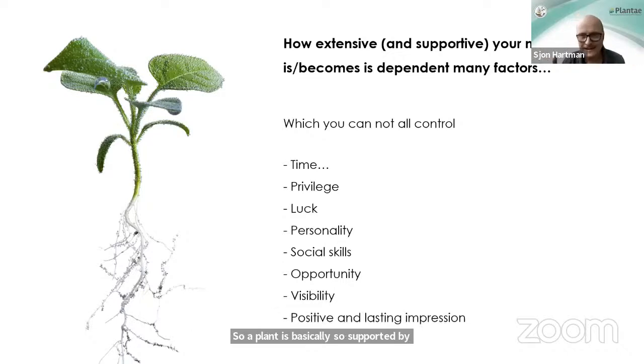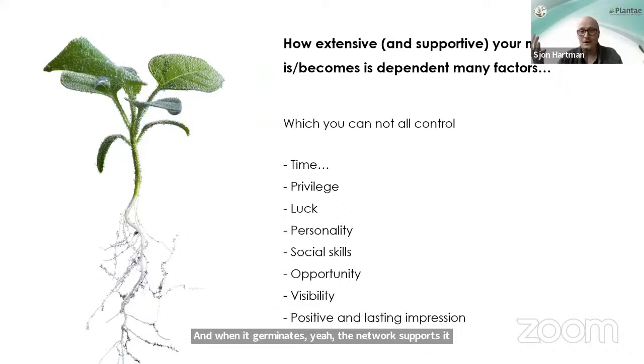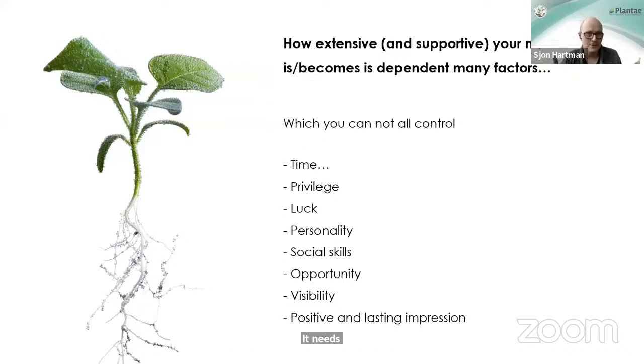And when it germinates, the network supports it with its roots that give it all the support it needs, water, nutrients, whatever, right? And even physical stability to be in its place. But of course, it starts off small, like our network. But as the plant develops and the root grows, the network expands, right?